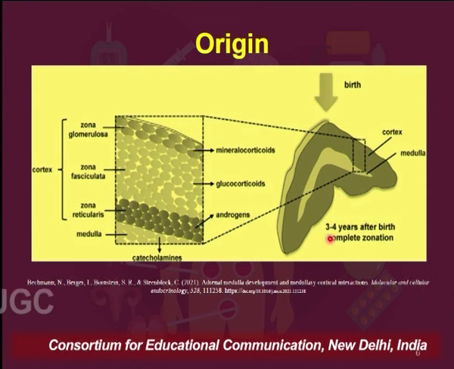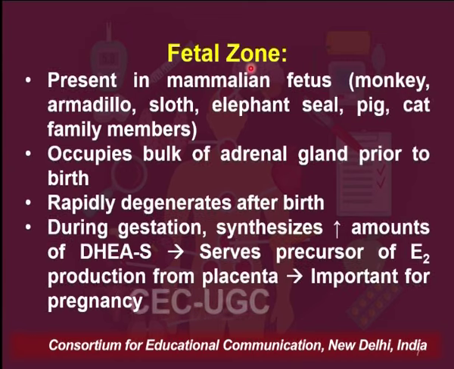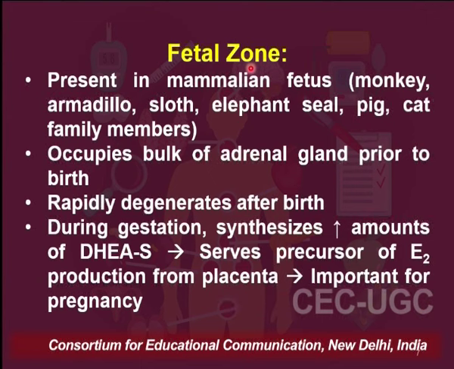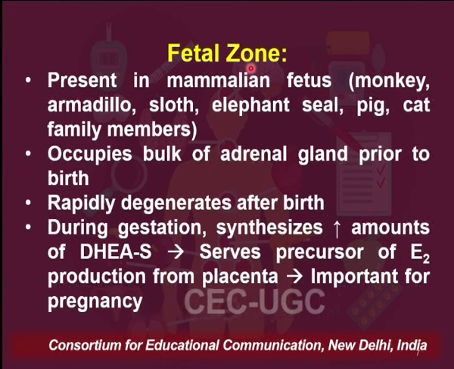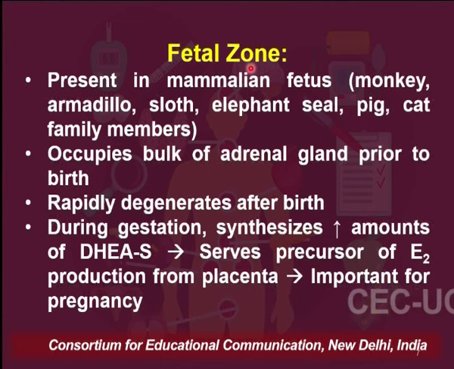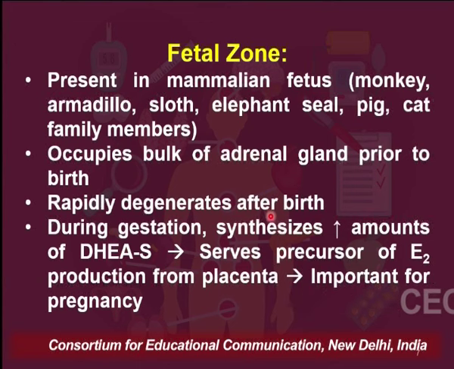Now what is important here is that as the adult adrenal gland is formed, a complete zonation is achieved about 3 to 4 years after the birth, wherein the outermost layer is of capsule followed by cortex and the medulla. But during the fetal period, there was a fetal cortex zone or fetal zone. It is worthy to mention that during the birth, this zone occupies bulk of the adrenal gland and it is present in mammalian fetus like monkeys, armadillos, sloths, elephant seal, pig and the members of cat family. Interestingly, this zone rapidly degenerates after the birth.